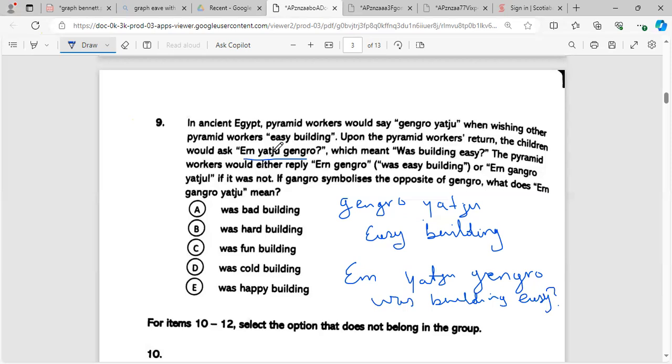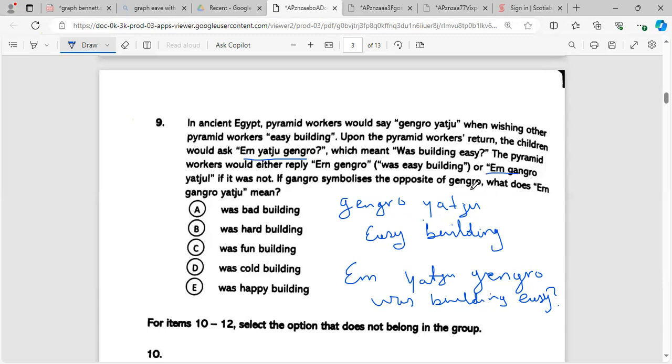We have the opposite. Whatever Gengo means, was easy building. Pyramid workers would either reply N Grenora was easy building. So this is when they answer, or M Grenora if it was not. Excuse me, sir, the answer is also there in the passage.